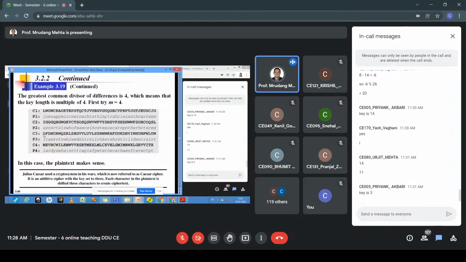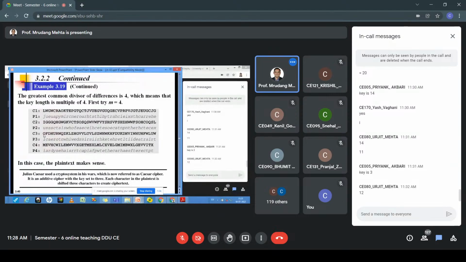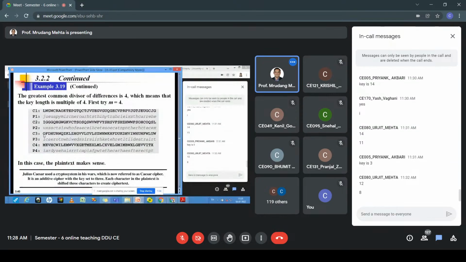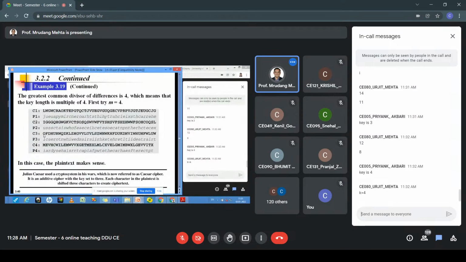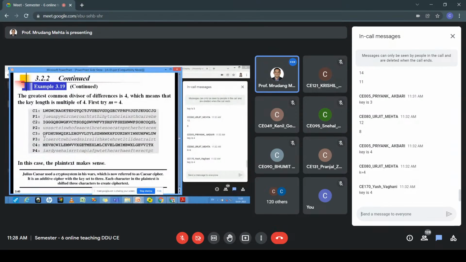3. Perfect, Priyank. Very good. So what happens? 14 minus 3 is 11. 11 mod 26 is 11, and we are converting O to L. Okay. Now from M, what is the value of M? 12. Okay. And for I? Key is 4, right? So I is 8. So key is 4, right?